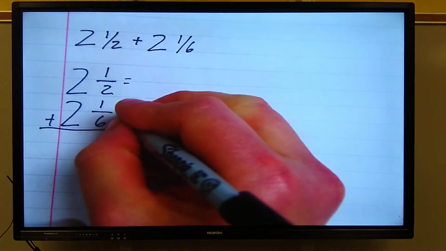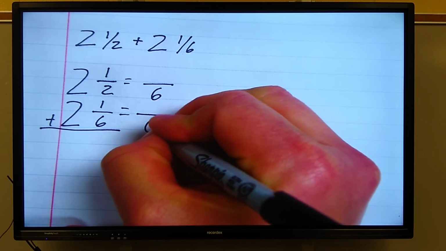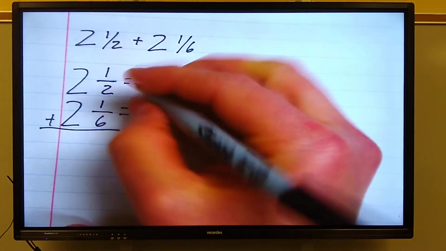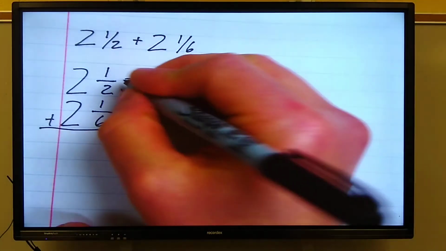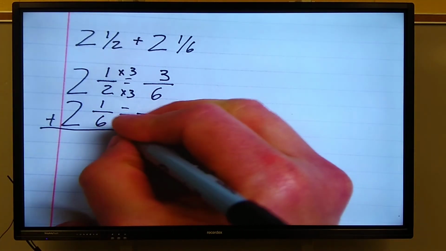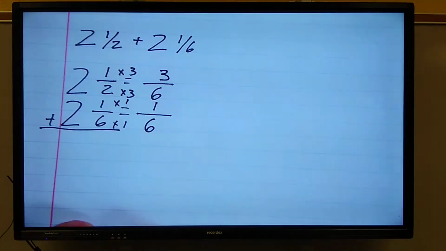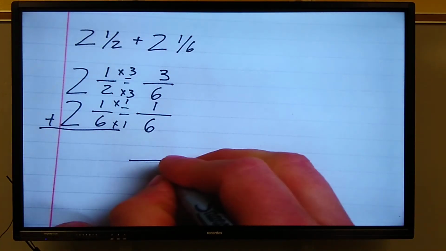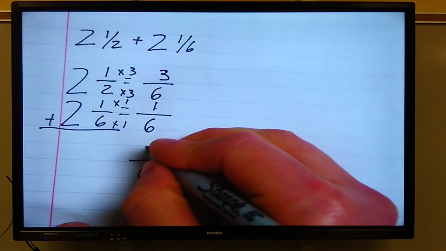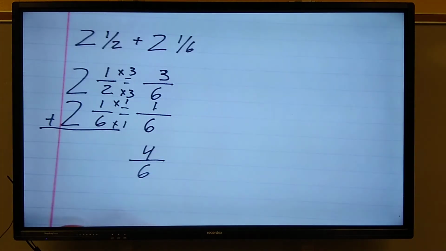I got to find my least common denominator. You should have got 6 as your least common denominator. Let's find our numerators. 2 times 3 is 6. 1 times 3 is 3. 6 times 1 is 6. 1 times 1 is 1. All right. 6 is my denominator. 3 plus 1 is 4. Remember, you just add the numerators. The denominator stays the same.